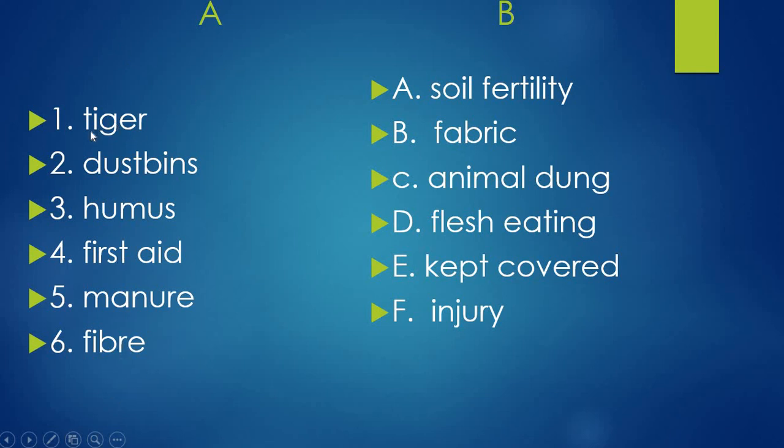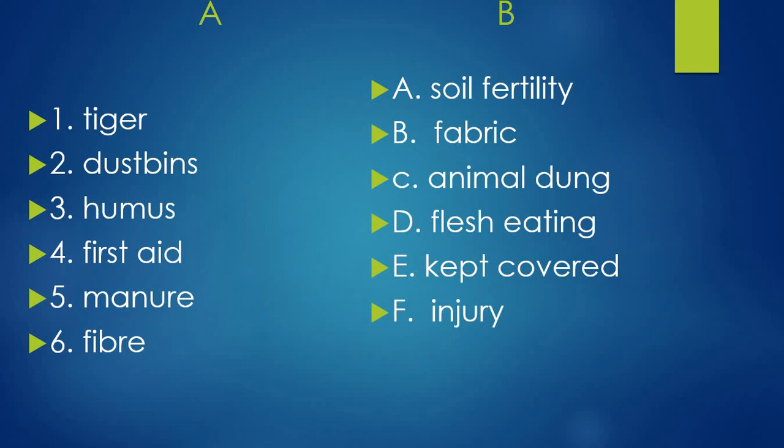Questions are tiger, dustbins, humus, first aid, manure, fiber. Options are soil fertility, fabric, animal dung which is animal waste, flesh eating, kept covered, injury means wound. Anyways, you are more familiar with the word injury. Try to match your answers quickly. Beside tiger you will write the correct option for tiger. Beside the word dustbin, you will write the correct answer for dustbin, and so on.